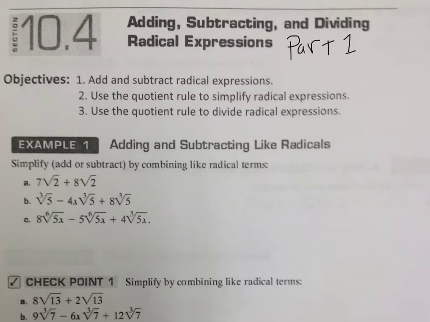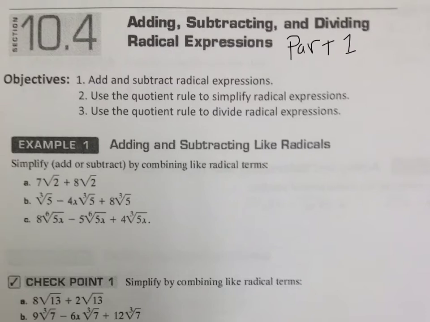You can see in example 1 we got square root of 2 on each of these. That's like radicals. They got to have the same root and the same number underneath the radical sign. So we can add these, and you add them similar to how you do variables. If I add 2x plus 3x, I get 5x. The x doesn't change. The power doesn't change.